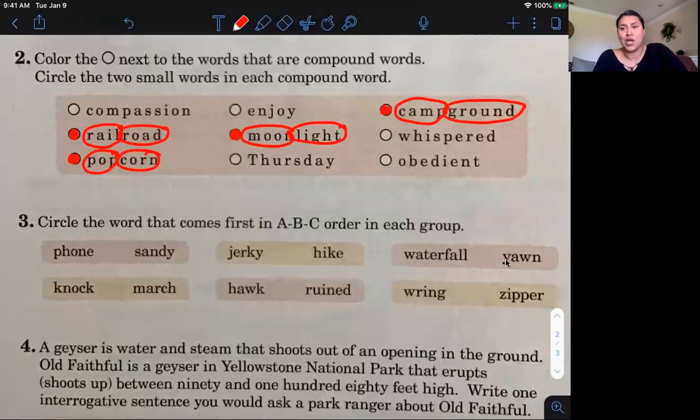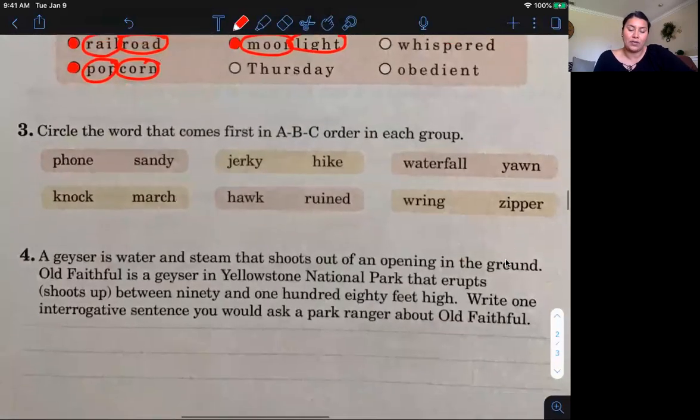Whispered. No. Obedient. Can you ob? No. Or edient? No, that sounds so silly. No, that is one word, obedient. All right. Next, it wants us to circle the word that comes first in ABC order in each group. So we're just going to compare the 2 words there.